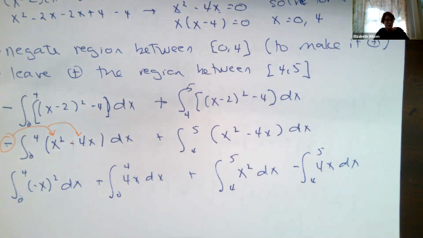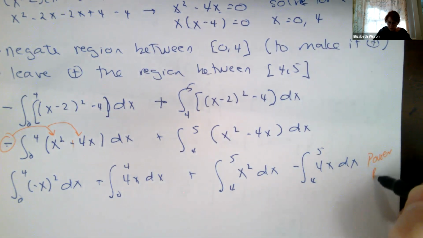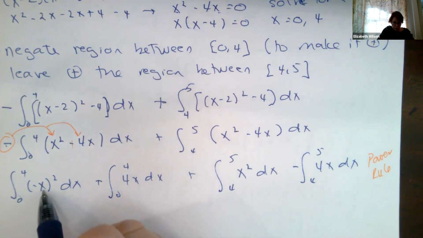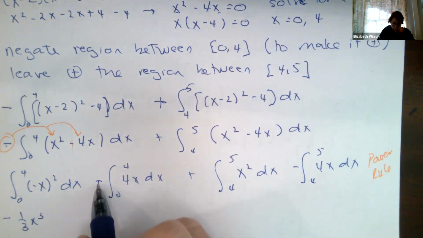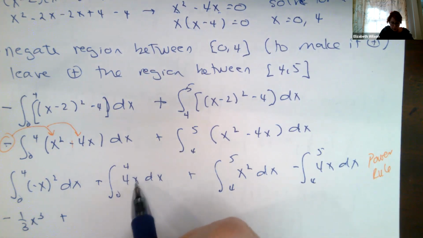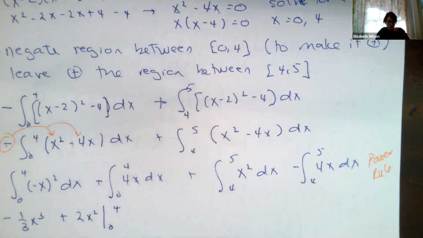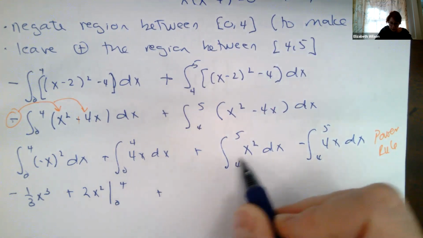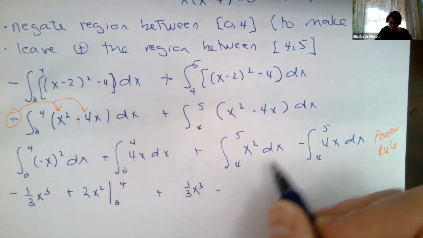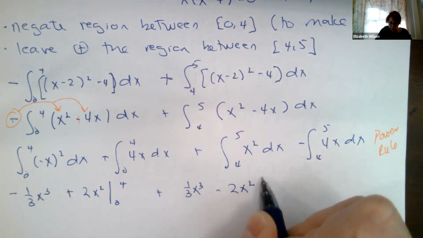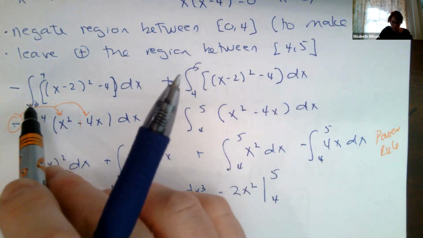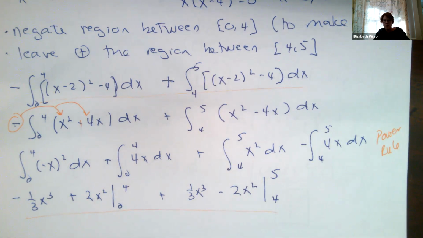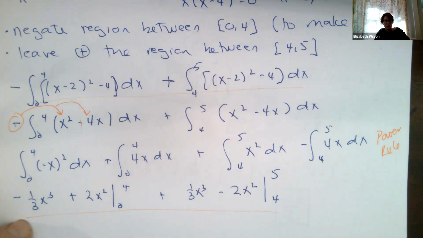Okay, and when we go to integrate this, we're just going to do the power rule to integrate. So that means, right, this is an x squared. When I go to integrate this, I'm going to get minus 1/3 x cubed, right? This is a plus. This is going to be 4x squared over 2, so that's actually just 2x squared, and we're going from 0 to 4. Okay, plus the other bit, this is 1/3 x cubed minus 4x squared over 2, 2x squared, and we're going from 4 to 5. Okay, so what you guys need to do this is, you need this line, and we need this line, our antiderivative, to show that you know how to set things up, you know how to negate it, and you know what the antiderivative is.